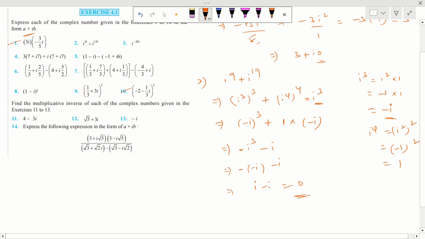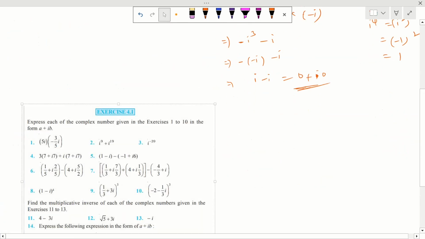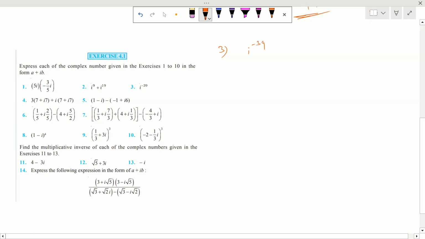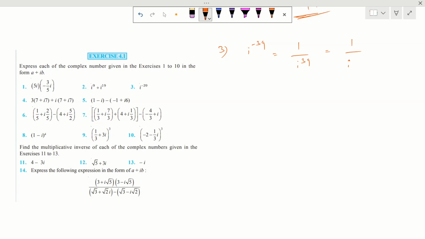So the second one is 0, so we can write 0 plus i0, right? Now the third one is given as i to the power of minus 39. This we can write as 1 divided by i to the power of 39, right? And i to the power of 39 we can write as i square to the power of 19 into i, since 2 times 19 is 38. So i square value is minus 1, and minus 1 to the power of 19 is minus 1, because it is an odd number, and into i.